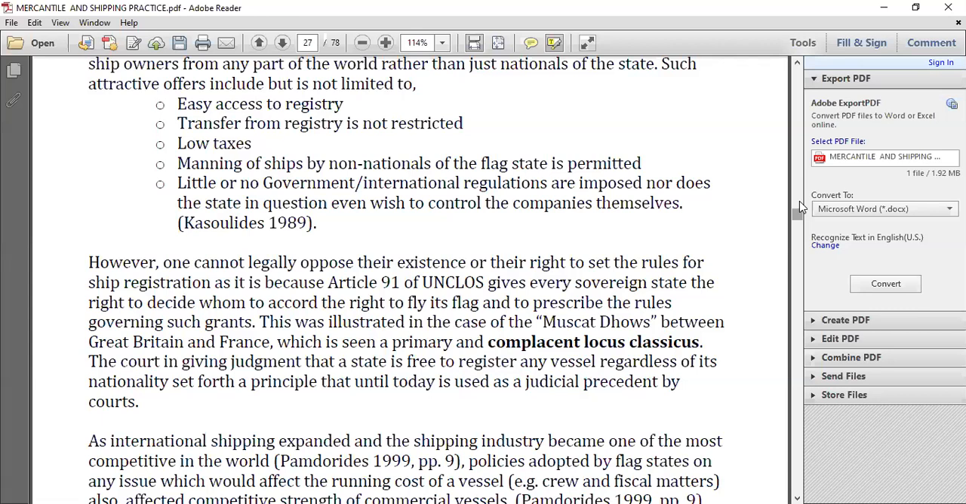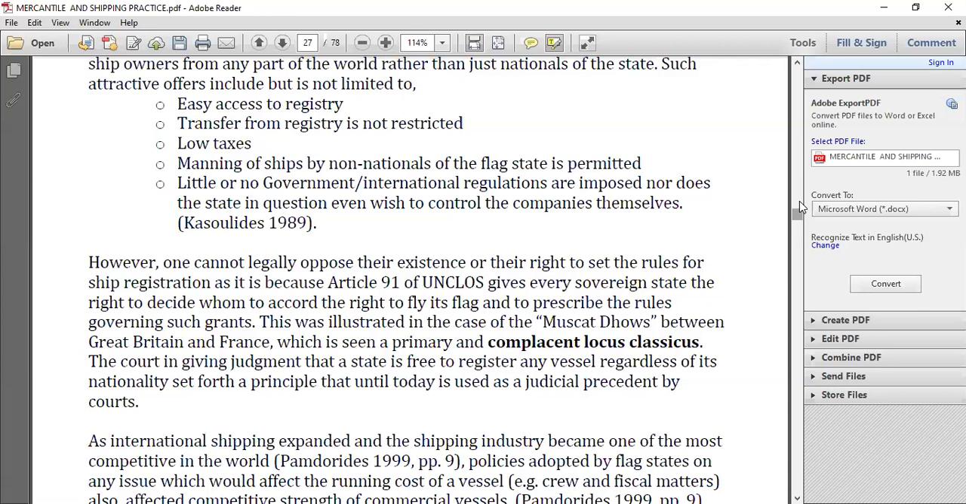So there was this particular case involving the Muscat Dhow. It was between Great Britain and France. It was seen as the primary locus classicus, in which the court, in giving their judgment, stated that a state is free to register any vessel regardless of its nationality, setting forth a principle that until today is being used as judicial precedent by the courts.